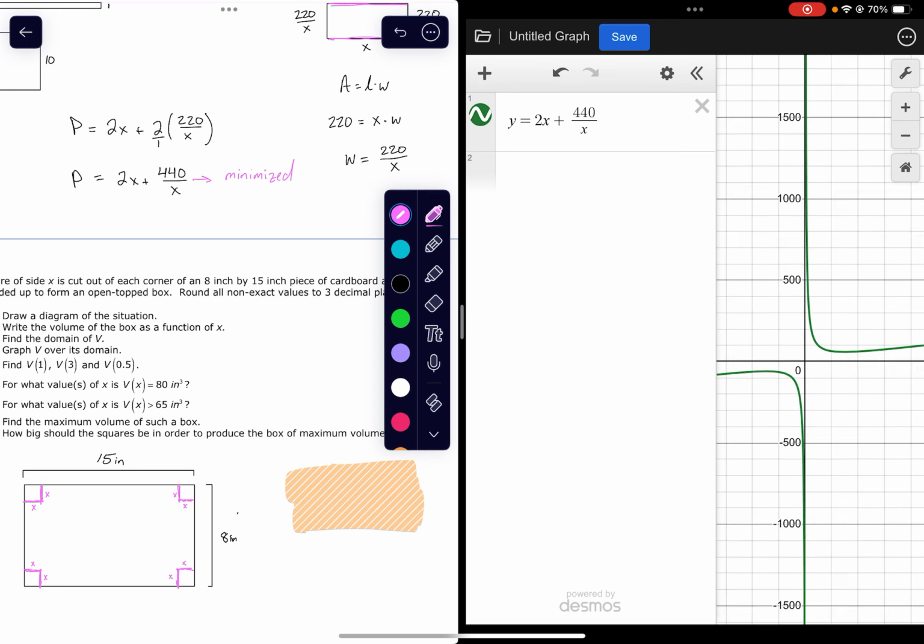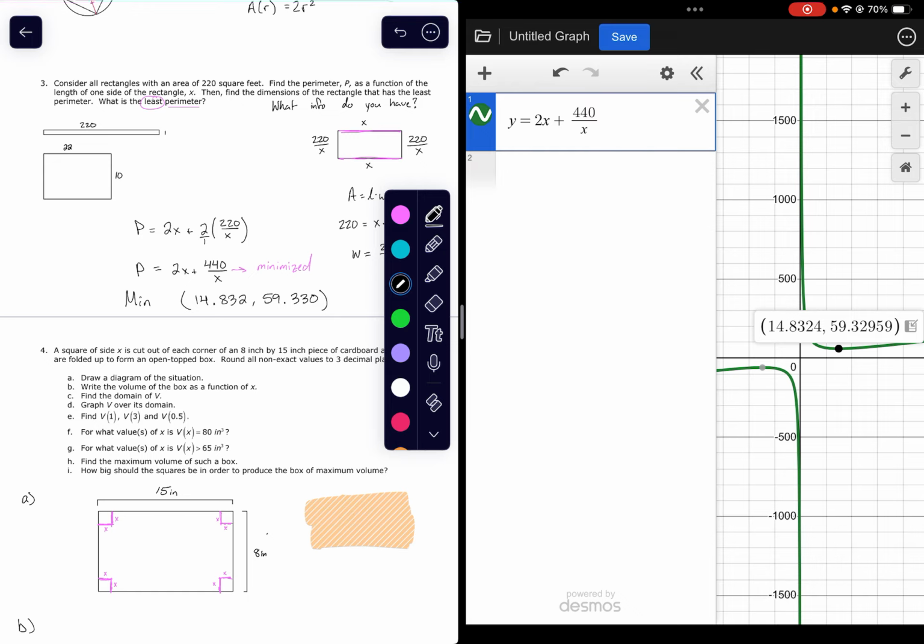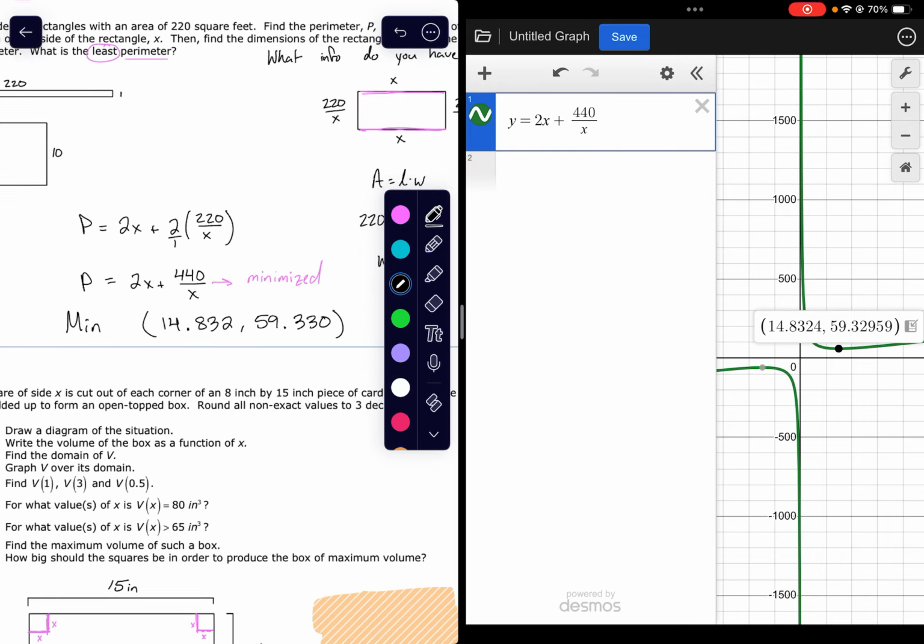We get this rational function. We consider when this rational function is at its minimum, and we get this. Our min is at about 14.832, comma, 59.330. I rounded to 3 decimals here, but make sure to pay attention if it asks you where to round. Didn't tell us here, so I'm just going to go 3 decimal points.